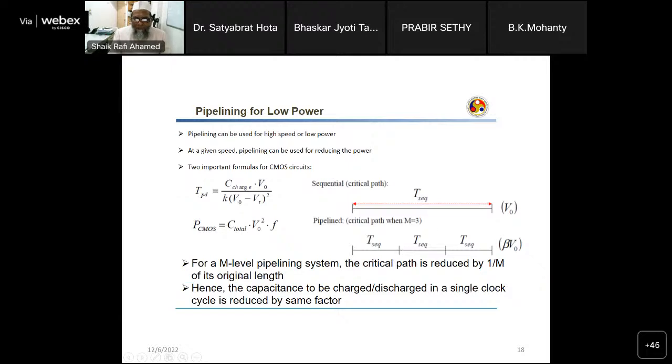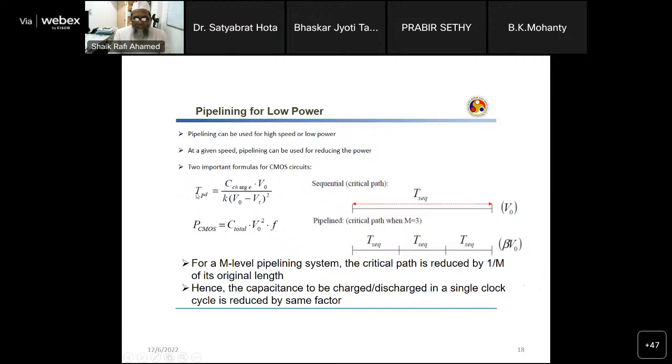So in M-level pipelining, the critical path is reduced by 1/m. Here if I take this example, I have placed 2 latches, meaning this is 3-level pipelining. So the total critical path is here now. Initially this was the critical path, now this is 1/3 of that. So in general, in M-level pipelining, the critical path is reduced by a factor of m. Hence the capacitance to be charged or discharged will also be reduced by the same factor.